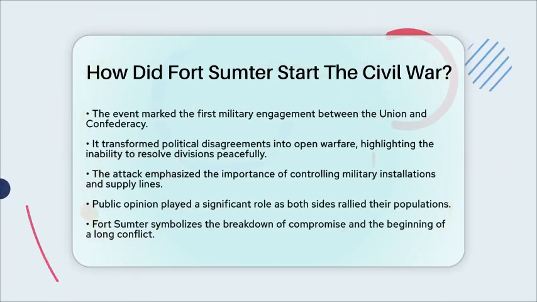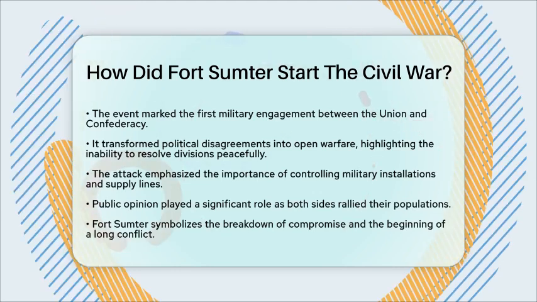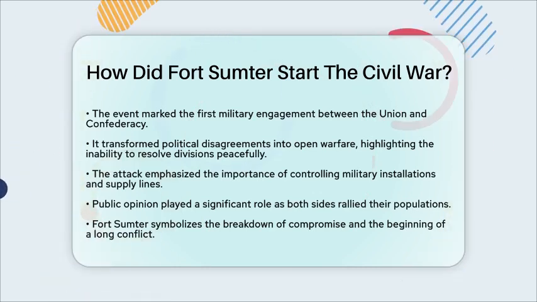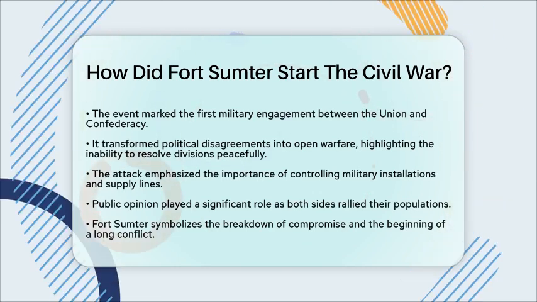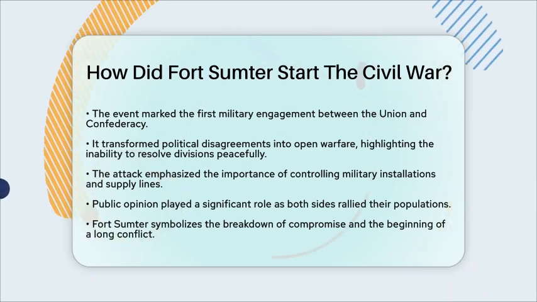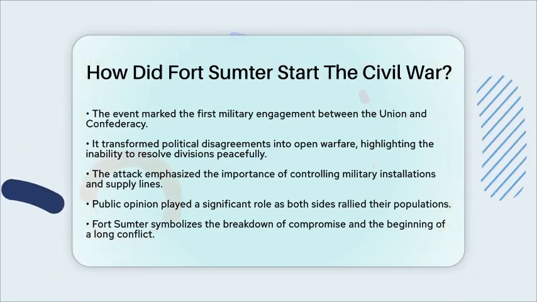It highlighted the need to control key military installations and supply lines, lessons that would shape military strategies throughout the war. Public opinion also played a vital role, as both sides rallied their populations in response to the events at Charleston Harbor. In essence, the attack on Fort Sumter started the Civil War by turning a political crisis into a military conflict.